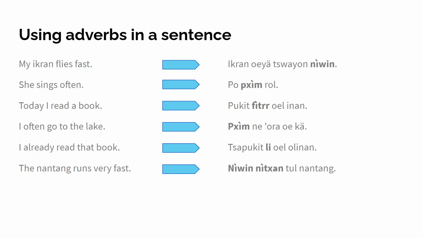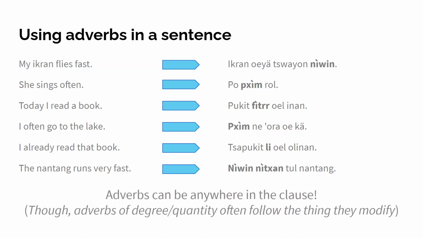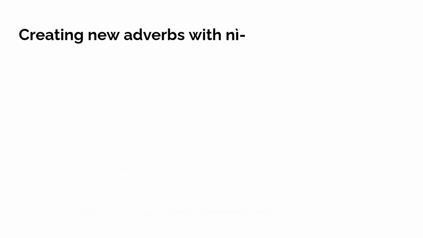One exception is that degree adverbs, so like for example, very fast, so how fast, very fast. These degree adverbs in Niwotx often go behind the thing they belong to. So we see in the last sentence, newin nit an, because nit an refers back to the newin. So, adverbs can be anywhere in the clause, though adverbs of degree or quantity often follow the thing they modify. That's not a very strict rule, but it's a tendency.